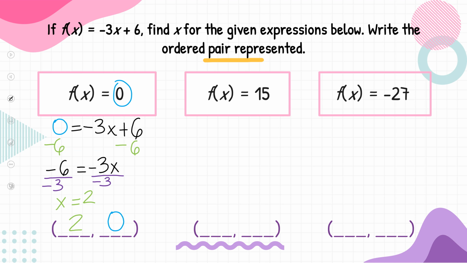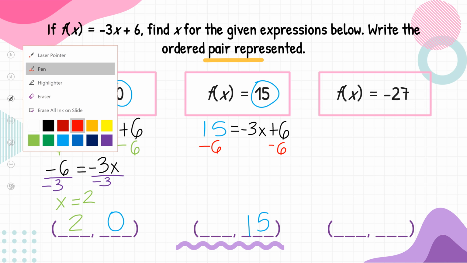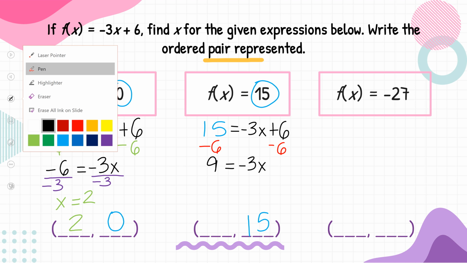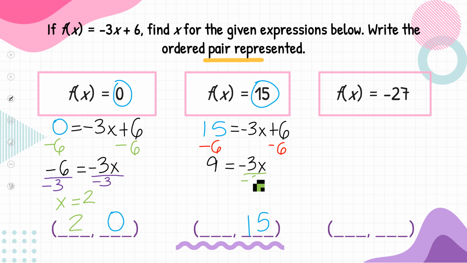Let's look at when f of x equals 15. So that's our output value is 15. So I can say that 15 is equal to negative 3x plus 6. And now I just have to solve for the variable x. My first step is going to be subtract 6 from both sides, using my subtraction property of equality. 15 minus 6 is going to give me 9, and 9 equals negative 3x. And then my last step is going to be to divide by negative 3 to isolate x to where x also equals negative 3.